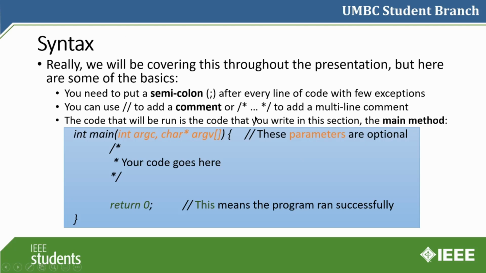These are two examples of the comments that were mentioned before, and this is a special statement called the return statement. We'll cover all that more later, but just know for the time being that having return 0 at the end of your main method tells the program that it finished executing and ran successfully.